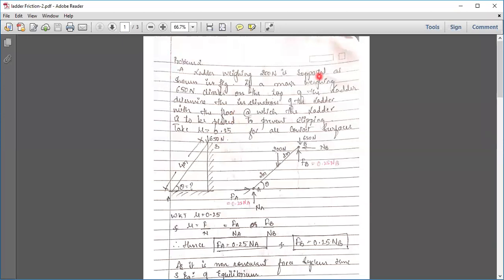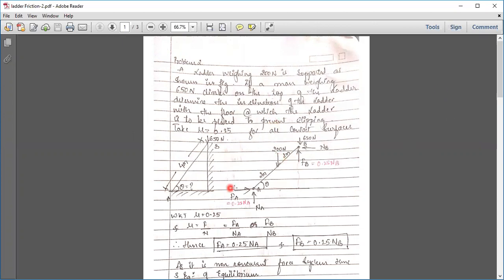Hello class. So here is a second numerical on ladder friction. We have seen in the previous video how we have to consider the forces acting on a ladder. It is a non-concurrent force system. So the equations of equilibrium will be three: summation Fx, Fy and M equal to 0.